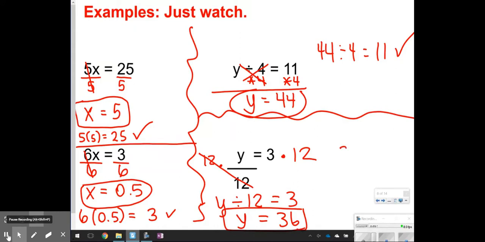Again, I can check and say, is 36 over 12 equal to 3? It is, so y is equal to 36 is correct.